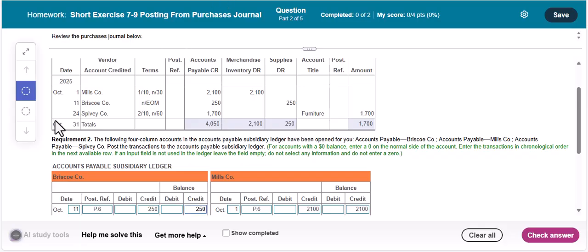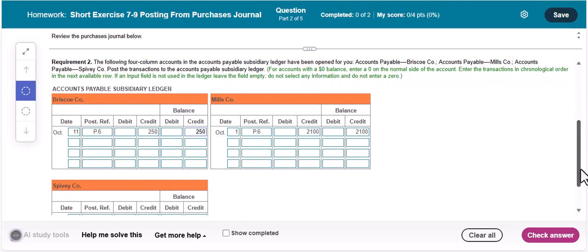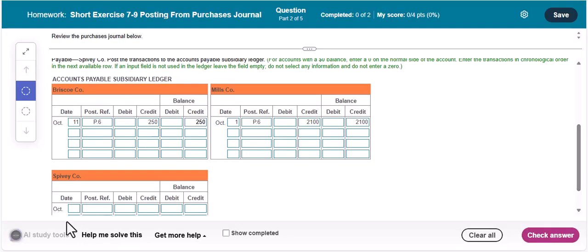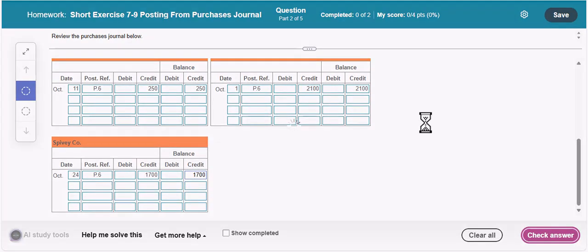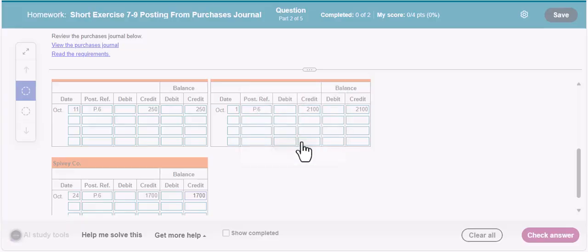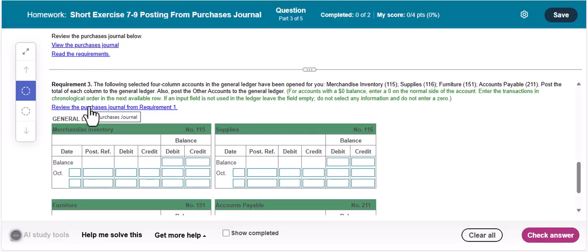And then lastly, on the 24th, we have Spivey Company with a $1,700 credit to accounts payable. So let's go down to the 24th for Spivey. So input the 24th, posting reference the same page, and that was for $1,700. All right, and make sure we don't have anything below before we check our answer. Nice work. And for requirement 3, we need to post to the general journal.